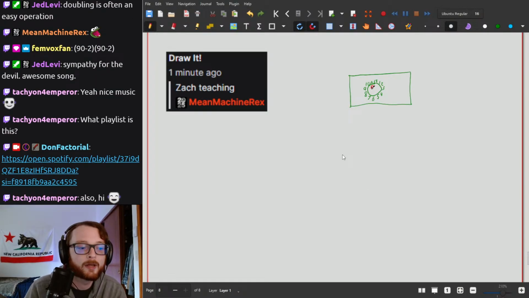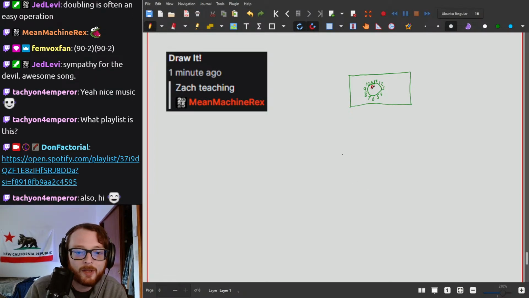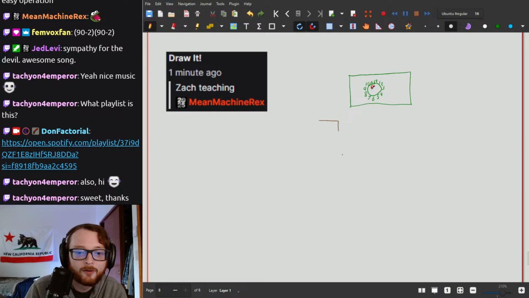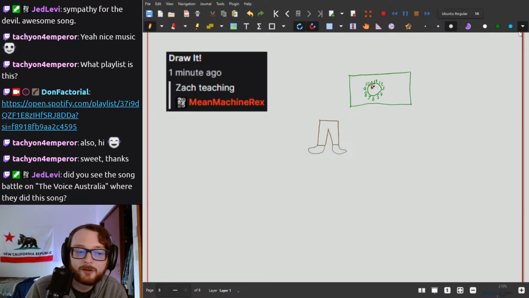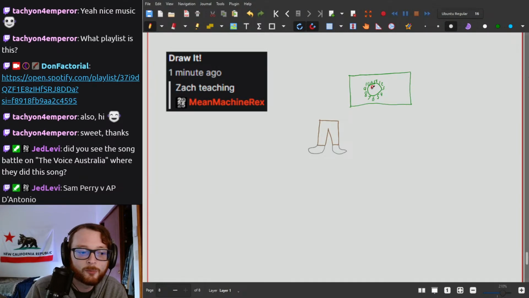Okay, maybe go for like some khaki pants. Like he's usually wearing socks, I think. I don't know. We don't usually see like the lower half of Zach, so I'm kind of spitballing. But for the shirt, Zach is a blue enjoyer.